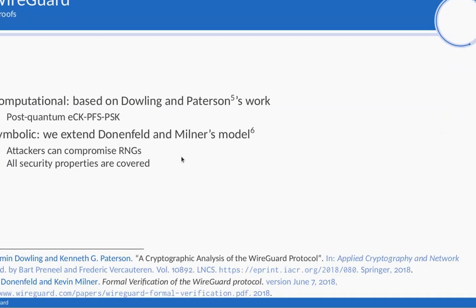And after we finalized the post-quantum WireGuard protocol, we proved its security in pretty much the same fashion as the original WireGuard. In particular, we extended Dowling and Paterson's work by allowing the attacker to be quantum polynomial time algorithms in the eCK-PFS-PSK model. And we proved the security of post-quantum WireGuard with it. And in addition to the computational model, we also extended Donenfeld and Milner's work to allow the attacker to compromise random number generators. And we cover all security properties.